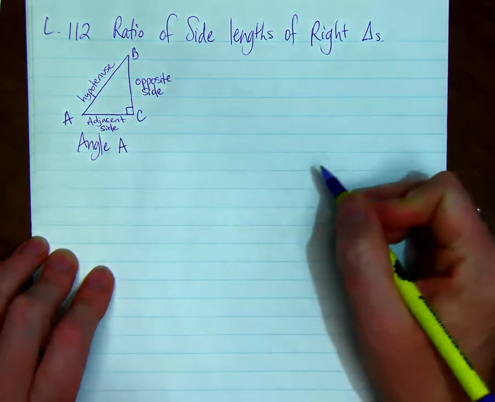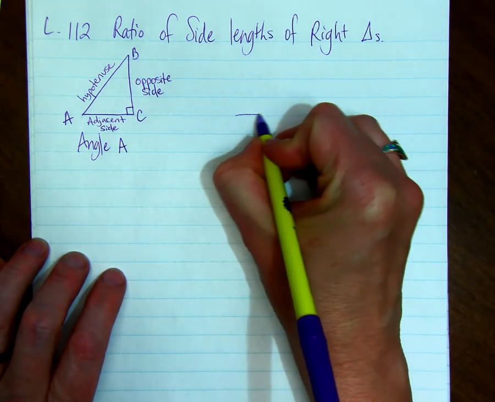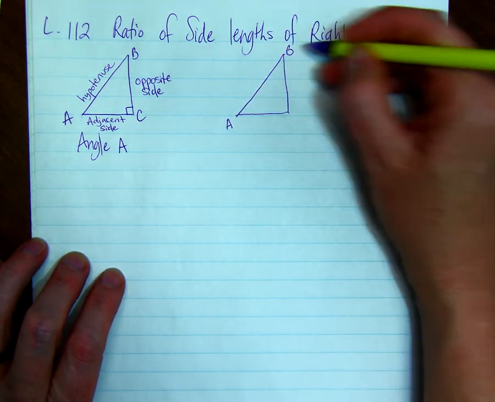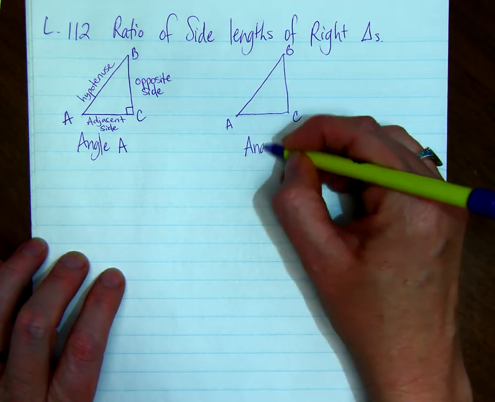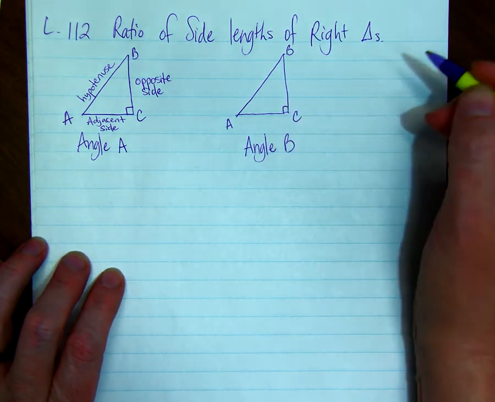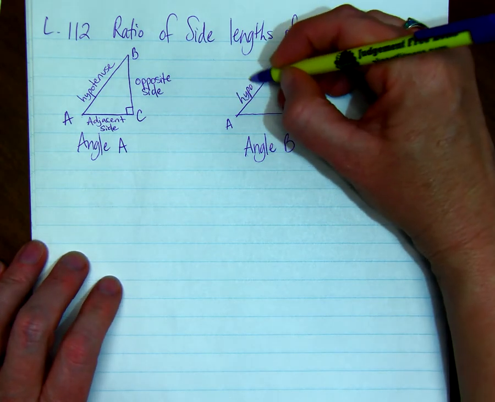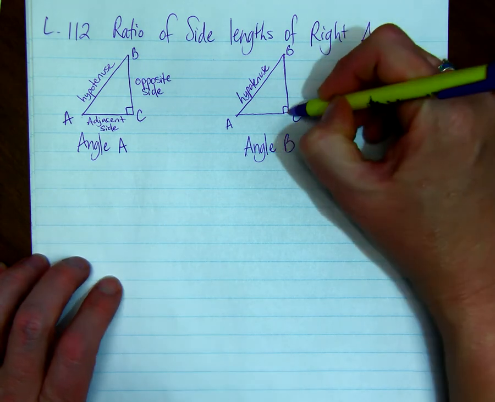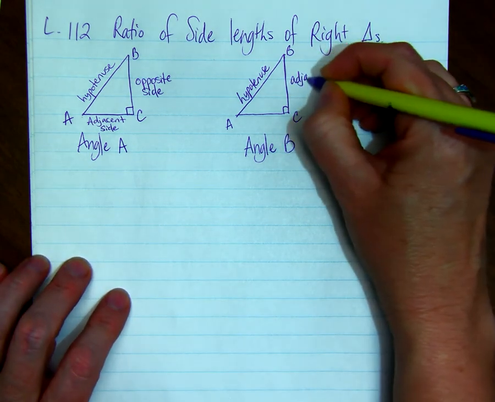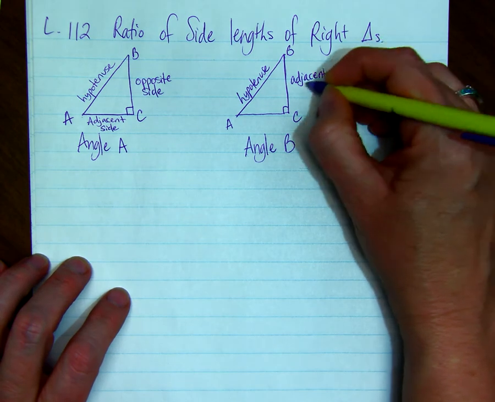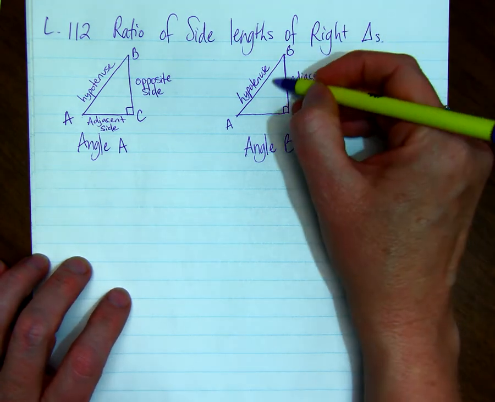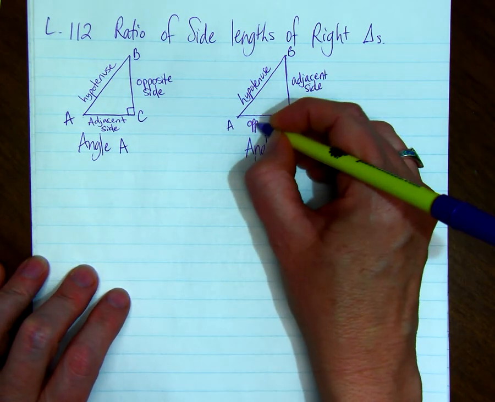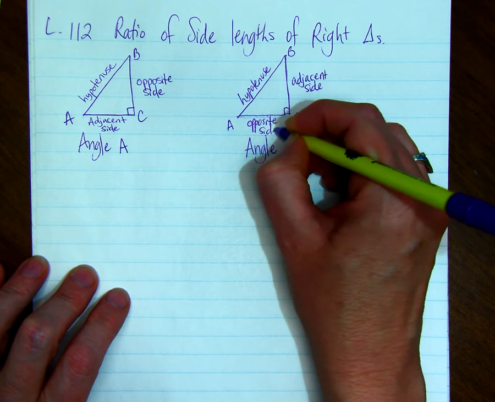Now we're going to draw the same triangle again, but this time we're going to be looking at angle B. The hypotenuse is called the hypotenuse. The side that's right next to B, BC, the leg there is called the adjacent side. And the side straight across from B that goes through the triangle, side AC, is called the opposite side.